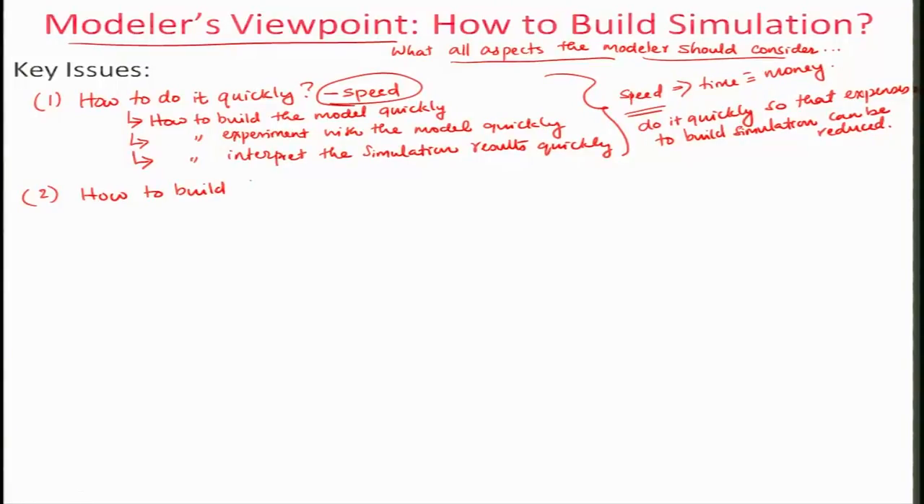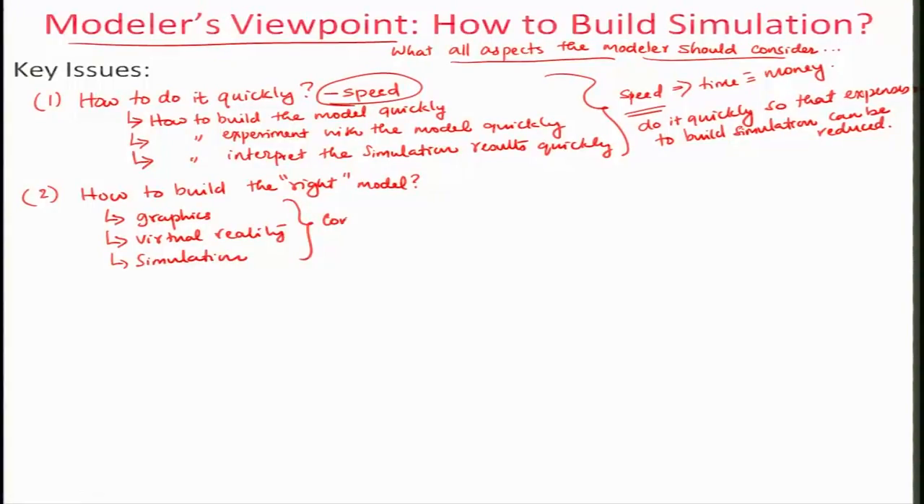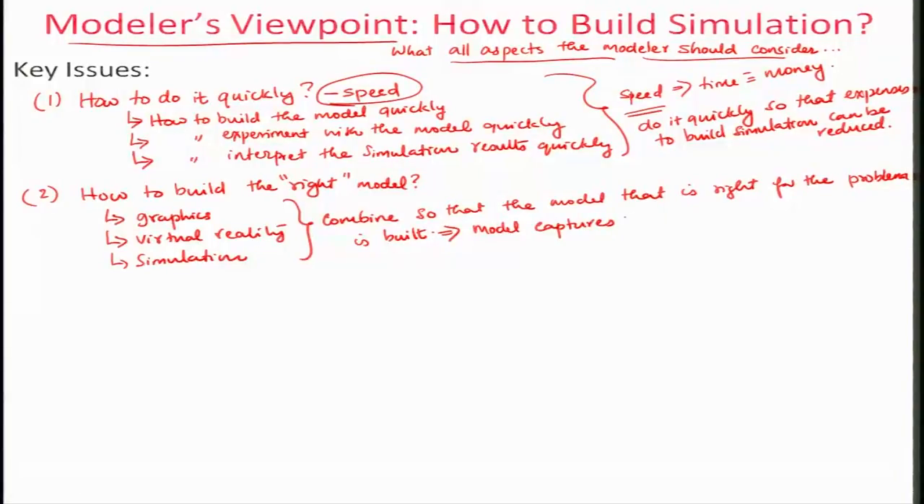Now, once the speed aspect is taken care of, the next question obviously is how to build the right model. The aspect here is that we are going to think about graphics, virtual reality, then simulation, etc. All of these things you might want to combine, so that the model that is right for the problem is built. This implies that the model captures what is necessary.